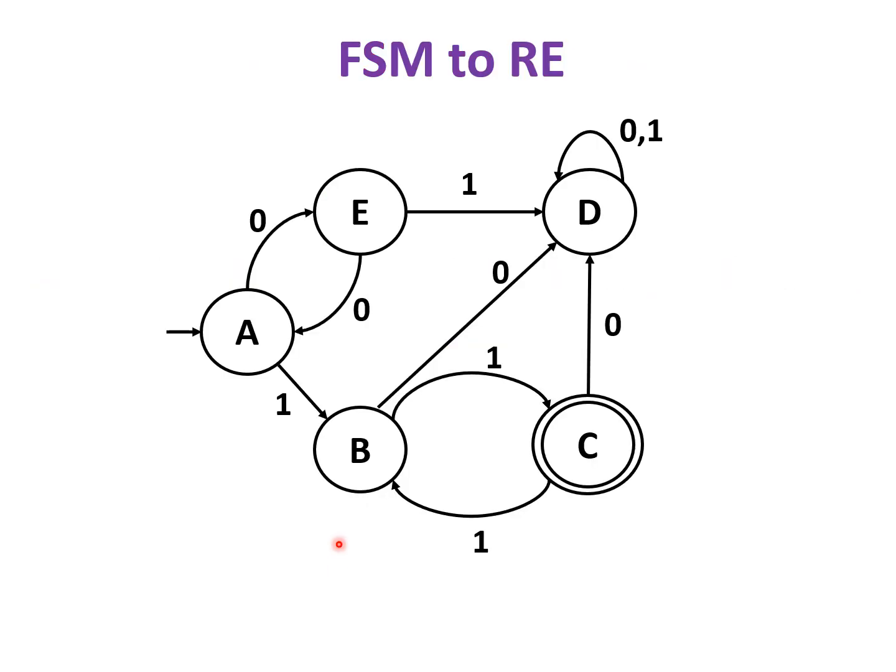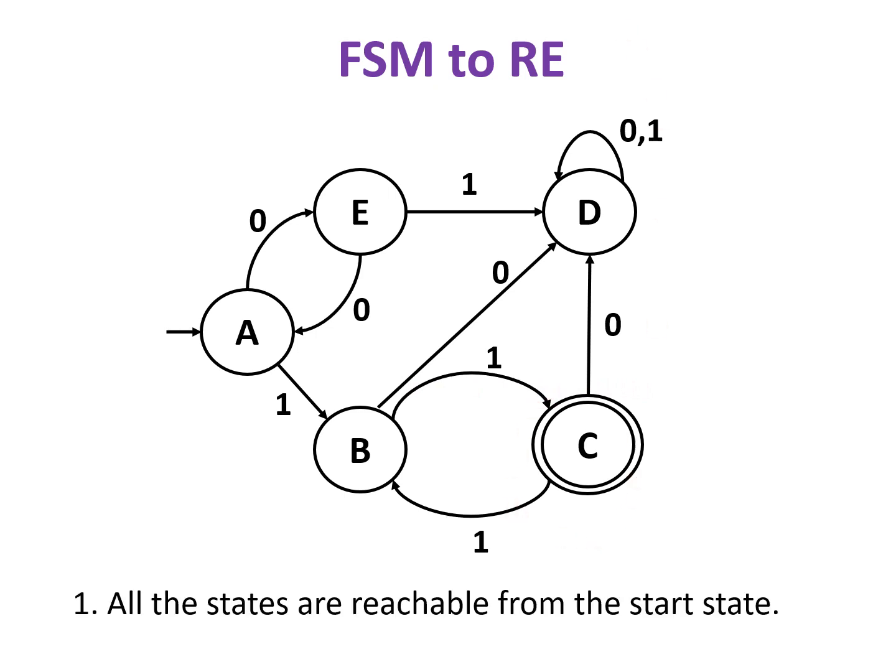This is the given finite state machine where the start state is A and the accepting state is C. As per the algorithm, the first step is to eliminate all unreachable states from the start state. Here the start state is A. First we are supposed to check whether all states are reachable.